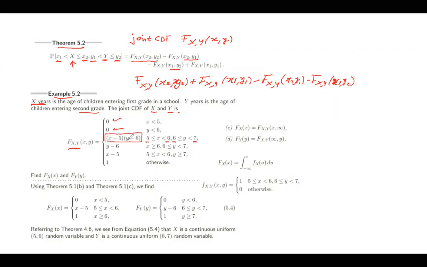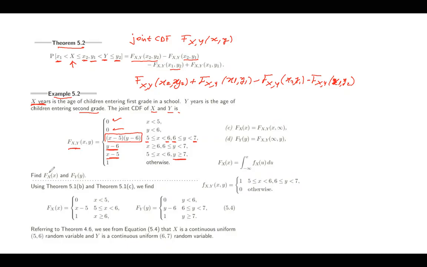It's dependent on X and Y. Now, when X is greater than 6, then the joint CDF is dependent on only Y. It's independent from X, as long as X is greater than or equal to 6. On the other hand, when Y is greater than or equal to 7, the joint CDF of X and Y is independent from Y. It's given in terms of X only.